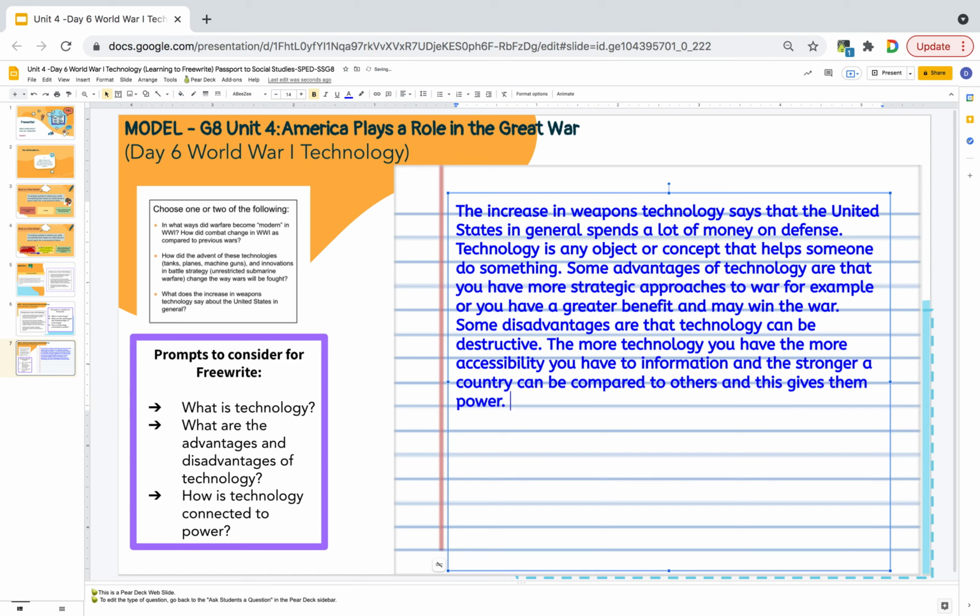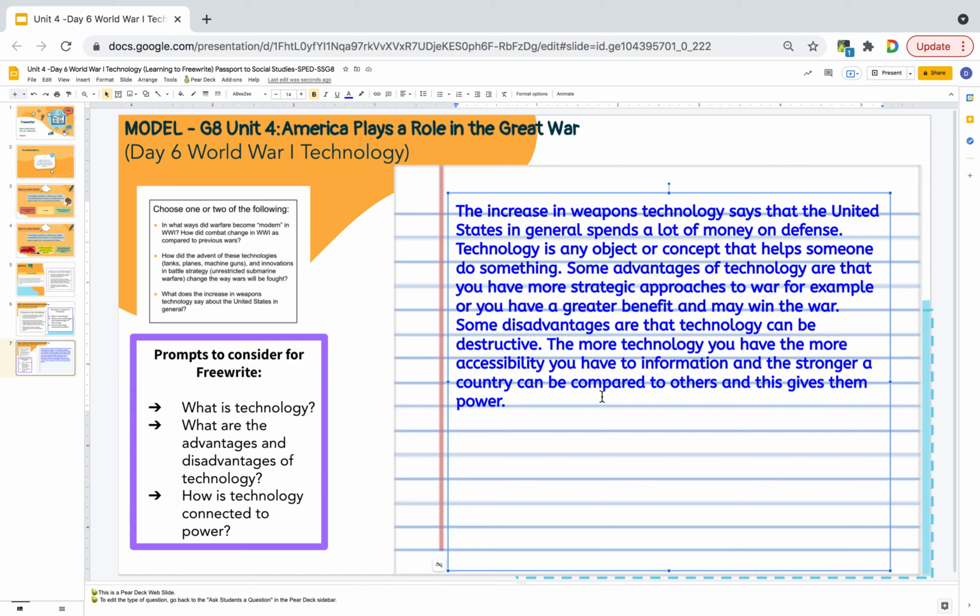So notice how we started off by answering the prompt, but now since I'm planning my response to this prompt, I can keep going, explaining what technology is, what are the disadvantages and advantages, and how it's connected to power. Because what we're going to answer eventually is that the increase in weapons technology says that the U.S. spends a lot of money on defense, and they're trying to be a big superpower when it comes to technology.